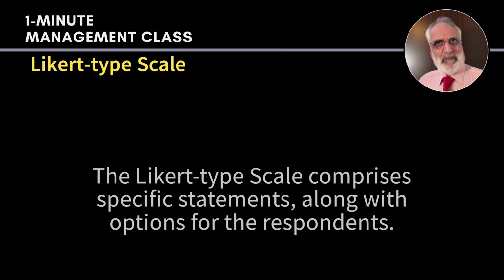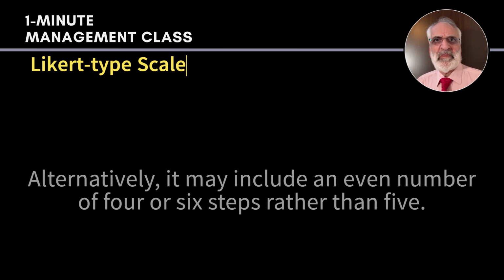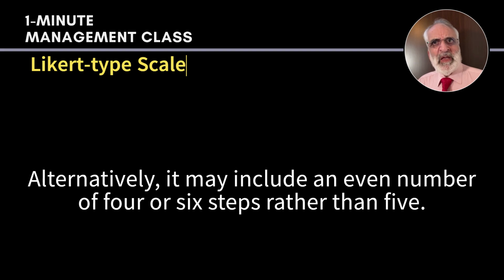Likert-type scale. The Likert-type scale comprises specific statements along with options for the respondents. The most common 5 options provided are strongly agree, agree, neutral, disagree, and strongly disagree. Alternatively, it may include an even number of 4 or 6 steps rather than 5.